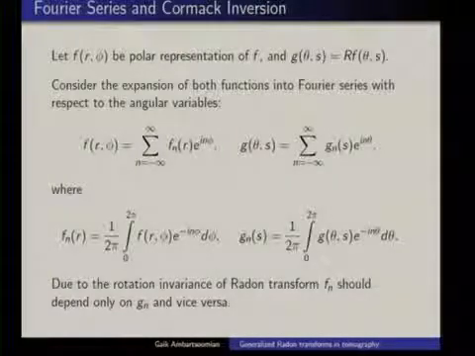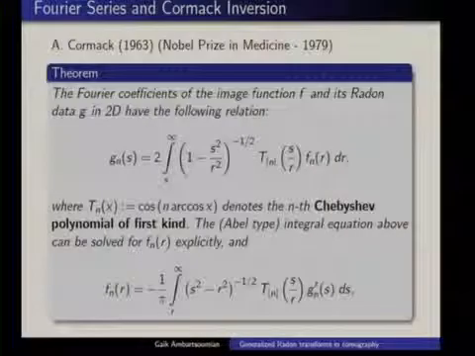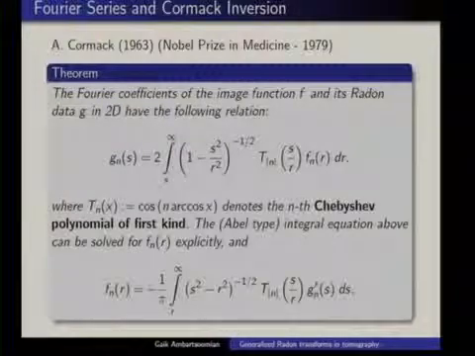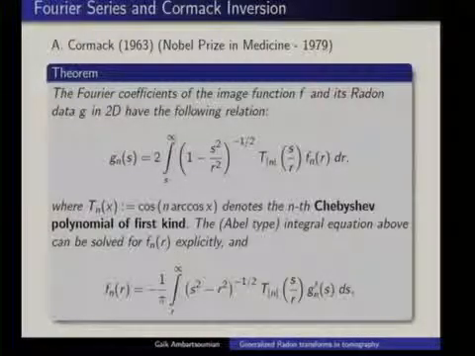And as we discussed before, the hope is that the Radon transform will diagonalize when you pass to the basis of exponentials. So this is the basis of exponentials in both cases. And this is, of course, the definition of the Fourier coefficients. And here is a theorem due to Cormack.